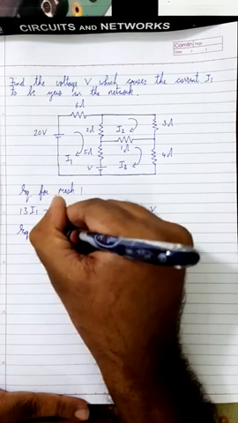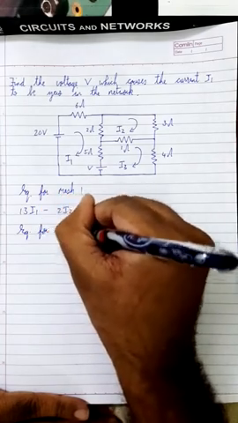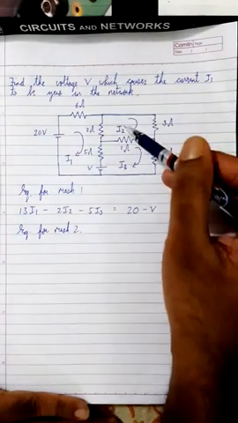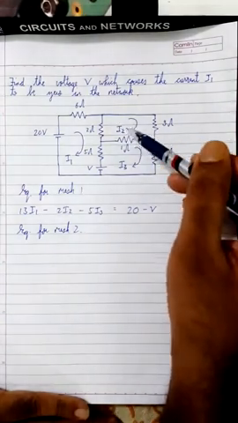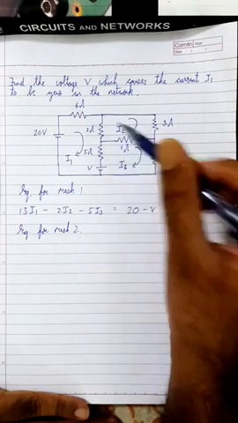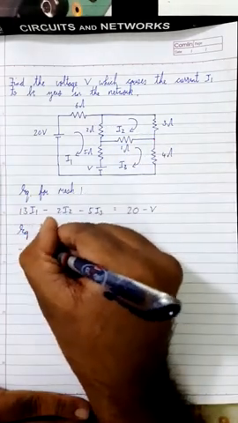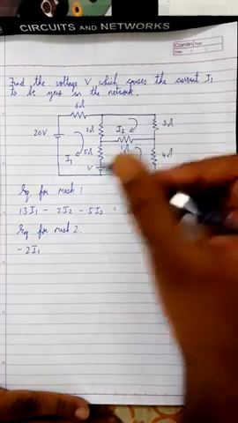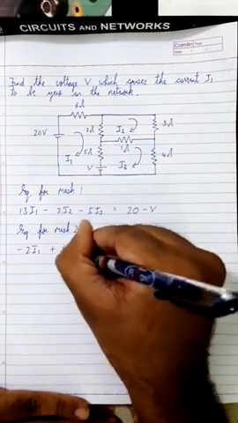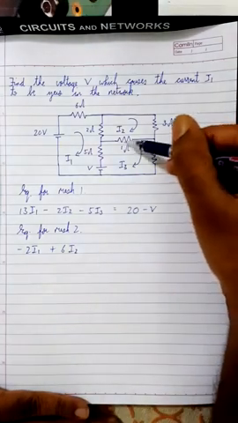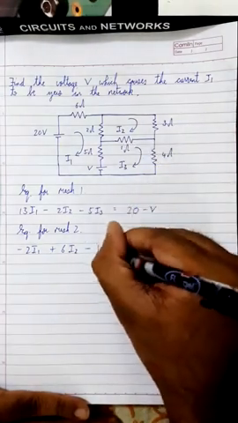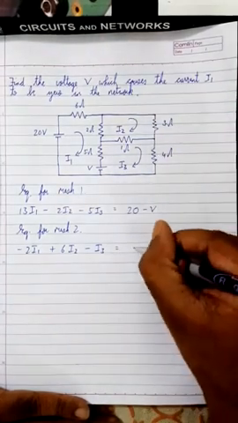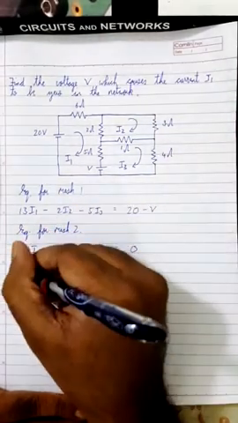Now the equation for mesh 2. Here I2 is positive and the remaining currents are negative. I1 touches this 2 ohm resistor, so we have minus 2 I1. Then I2 touches 2 plus 1 is 3, 3 plus 3 is 6, so plus 6 I2. And I3 touches only this resistor, so we have minus I3 is equal to 0, because there is no voltage source anywhere in mesh 2.